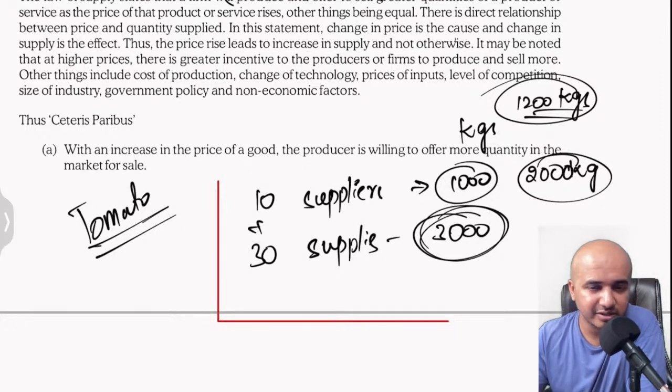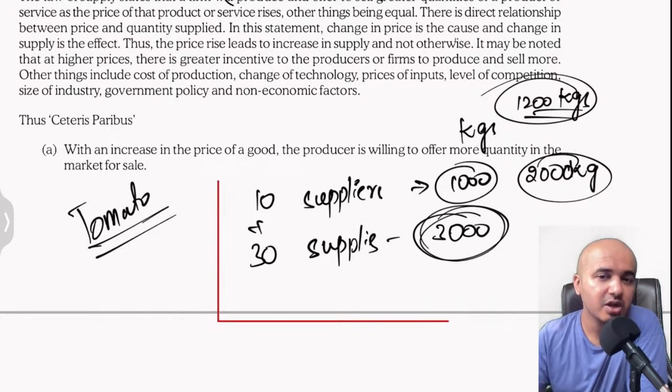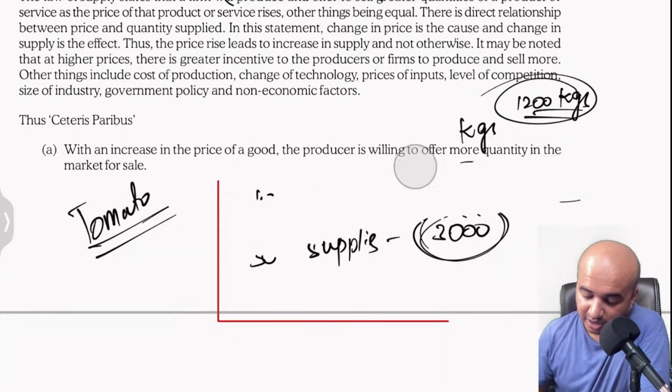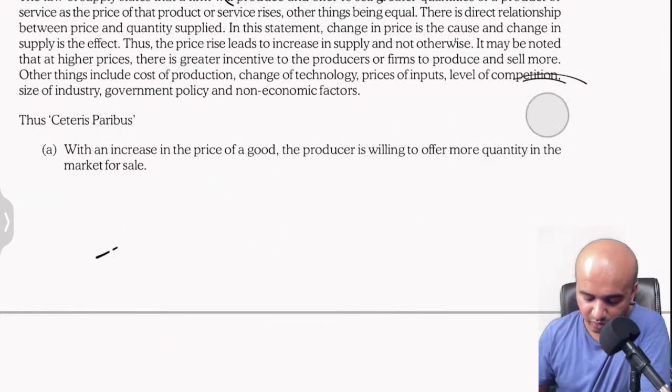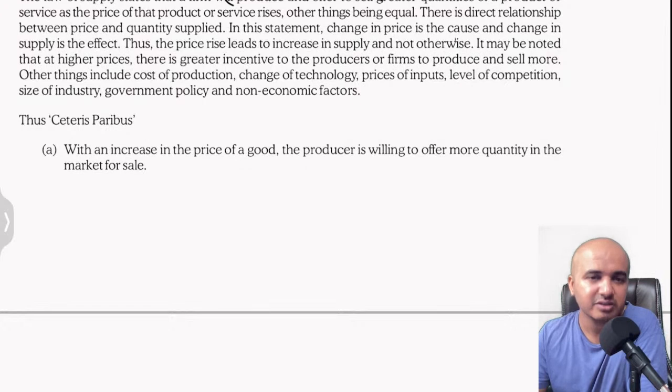Let's read what exactly the reference material has to say. It may be noted that at higher prices there is a greater incentive to the producers or firms to produce and sell more. Other things include cost of production, change of technology, prices of inputs, etc. These are the things which are important for producer to consider even before supplying X number of goods. Basically, what they are trying to say is, the more the money, the more the supplier would be happy, because he will anyway get huge profits if the price of the commodity has increased.